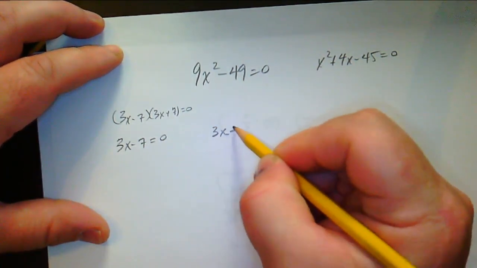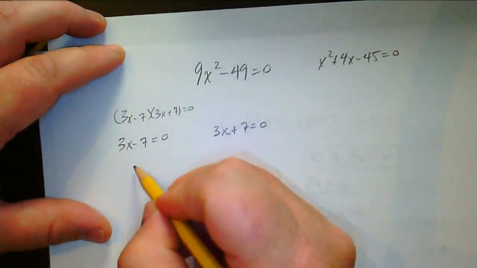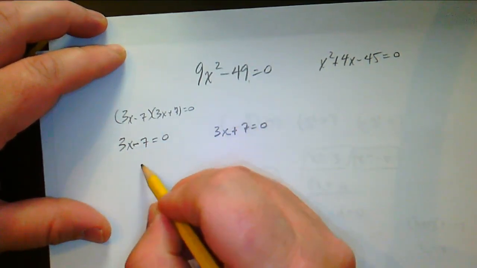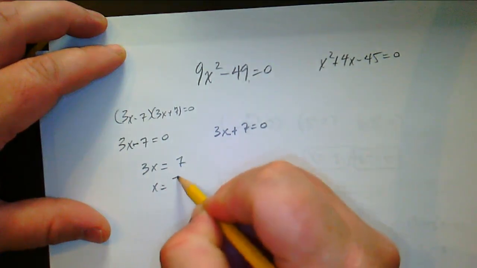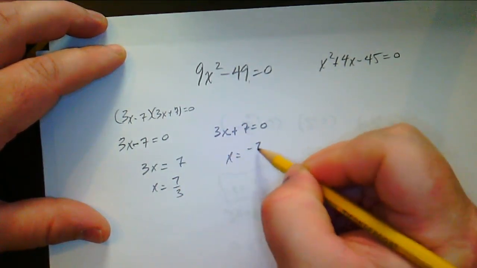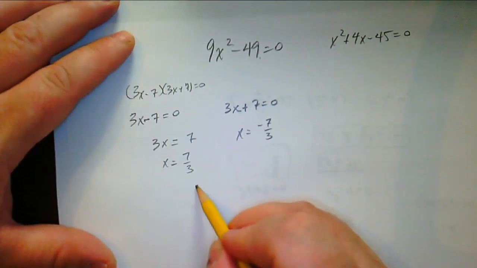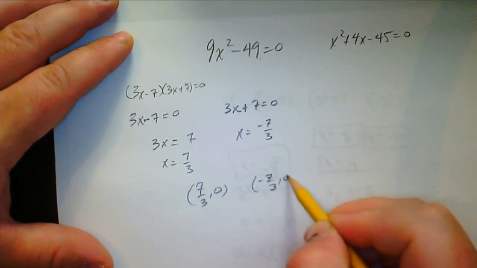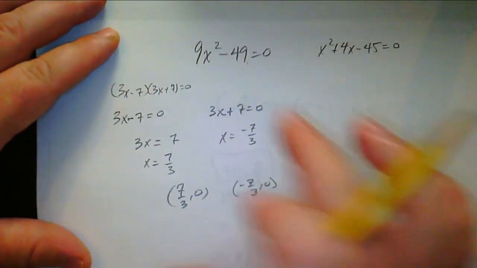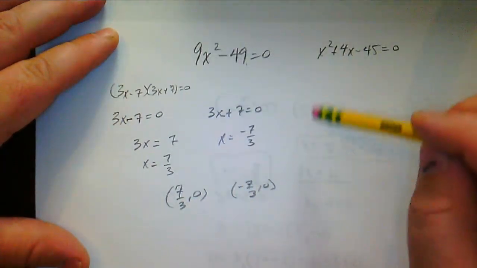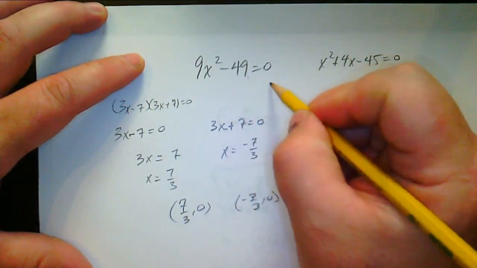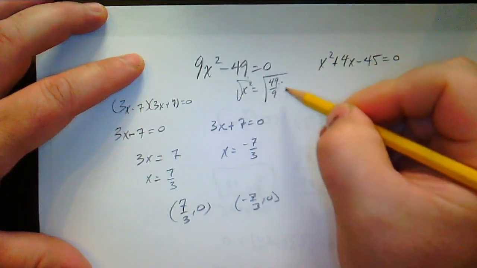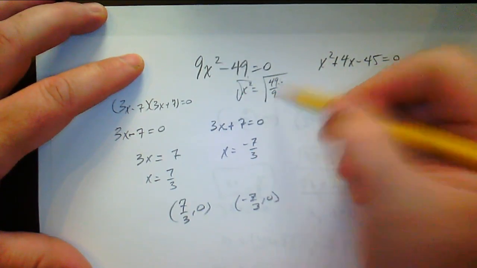On the last example, we didn't factor it completely, and we set it up like that. We used inverse operations, right? So here, you're going to add 7, and you're going to divide by 3. Here, you're going to subtract 7, and then you're going to divide by 3. So your 2 x-intercepts are 7 thirds, comma 0, negative 7 thirds, comma 0. Those are your 2 x-intercepts for this part. Now, if you were going to use inverse operations, you would add 49 and then divide by 9 and get x squared equals that. When you take the square root, that's plus or minus 7 over plus or minus 3. See? Same thing.